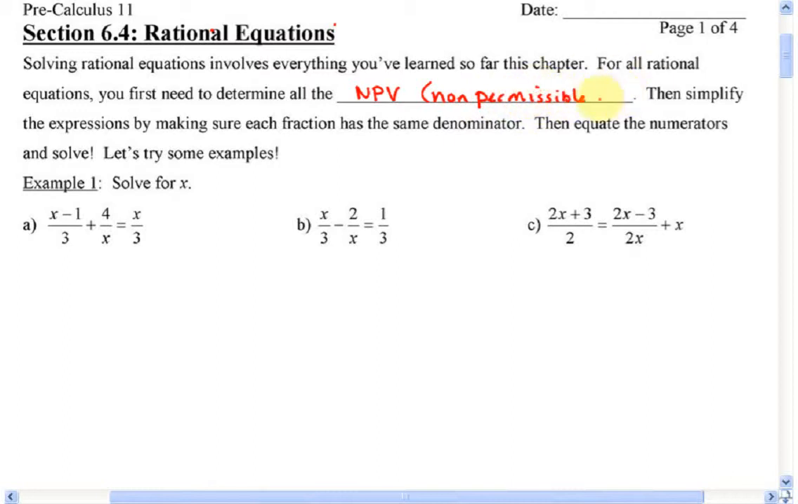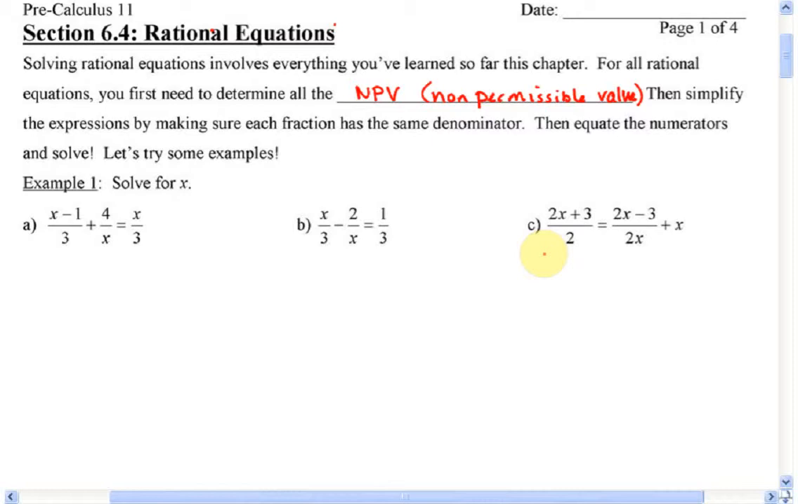Then you might be thinking, Mr. Lee, I didn't really understand why we did all those things. You'll find out today, okay? And then afterwards, you just want to simplify the expressions by making sure each fraction has the same denominator, okay? And then, of course, once you've got the same denominators, we're going to make the numerators the same, and hopefully we'll be able to solve and get the answers, okay? So think about how you did fractions. We'll use that again. Think about how we added and subtracted fractions last day. We're going to use that again.